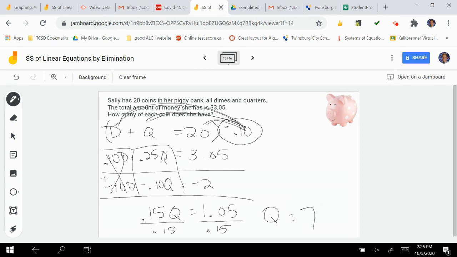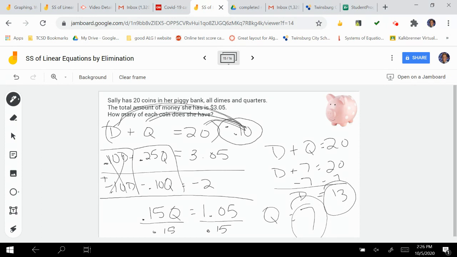So if I have 7 quarters and I had a total of 20 coins, I'm going to substitute 7 in for Q. Think about it. What number plus 7 gets you 20? We can also do the algebra behind it, and I get D equals 13. So we have 13 dimes and 7 quarters.